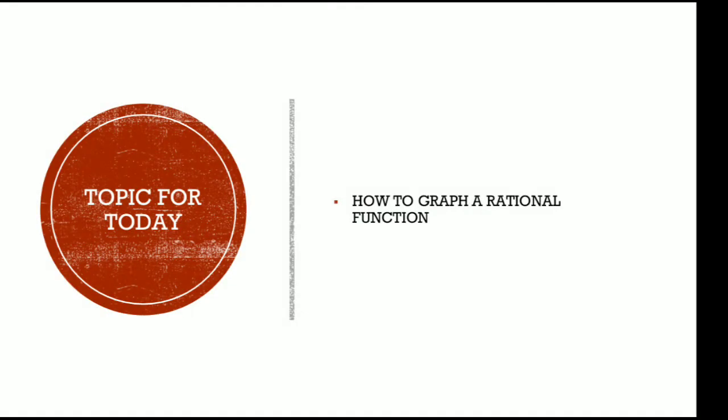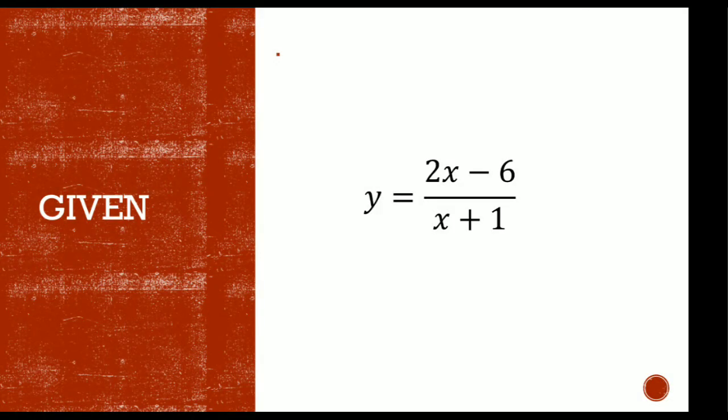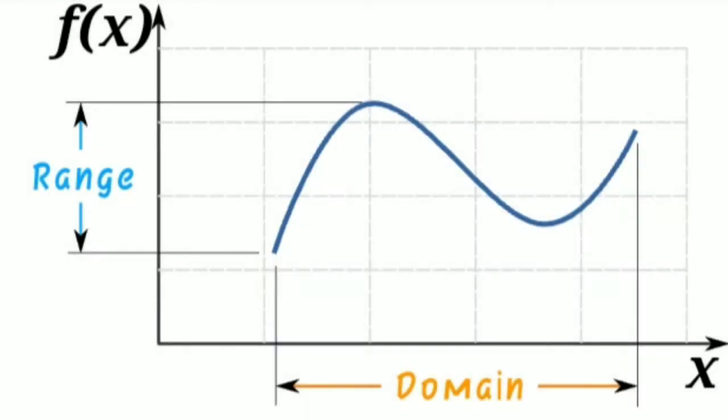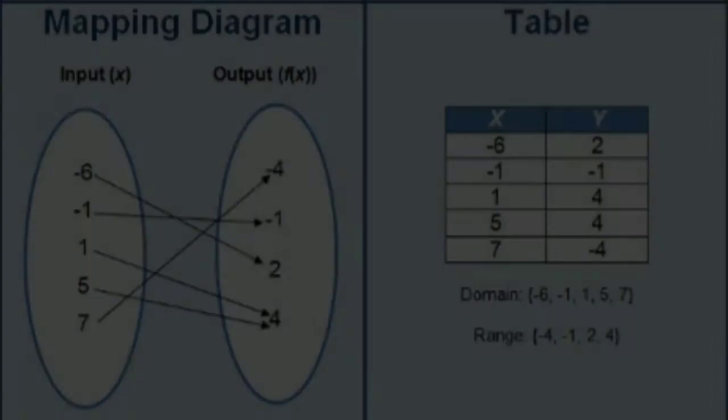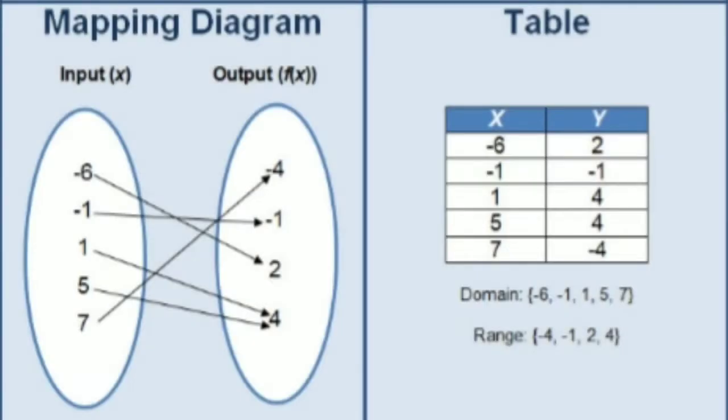For today's topic, we're going to learn how to graph a rational function. Given the equation y equals (2x - 6) over (x + 1), we will first get the domain of the function. The domain of a function is the set of all possible inputs for the function and includes all real numbers except those that cause the denominator to equal 0.